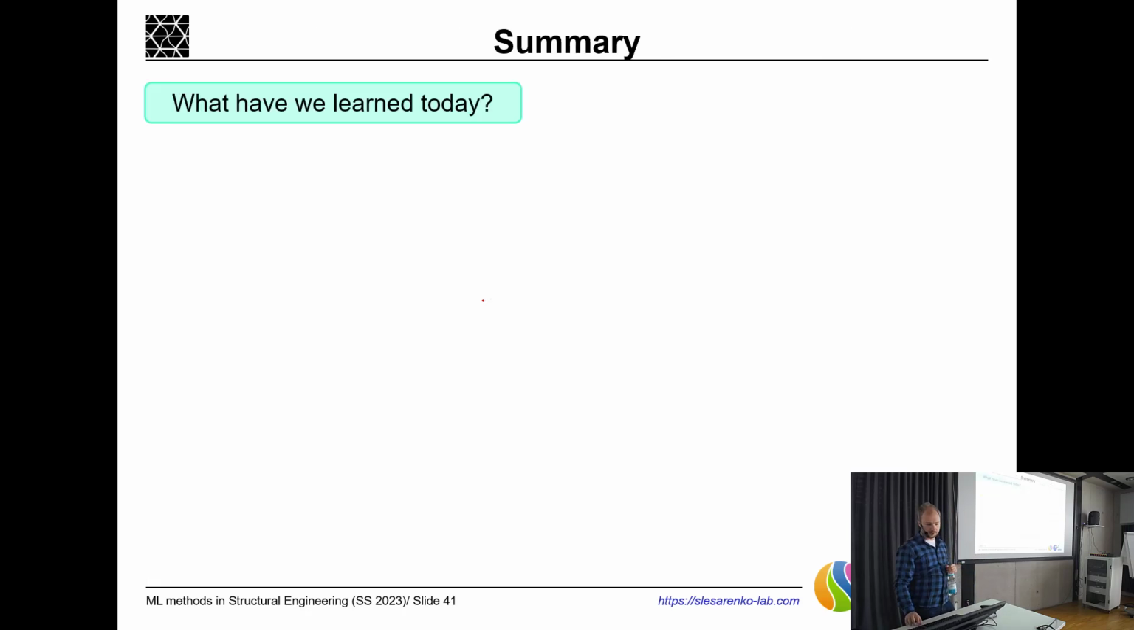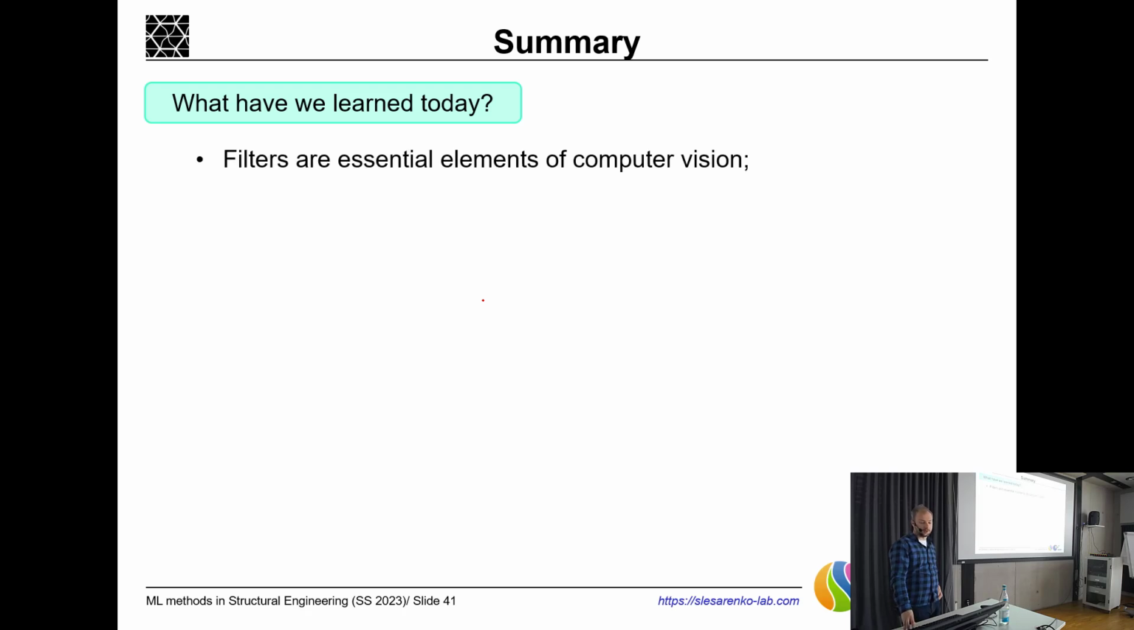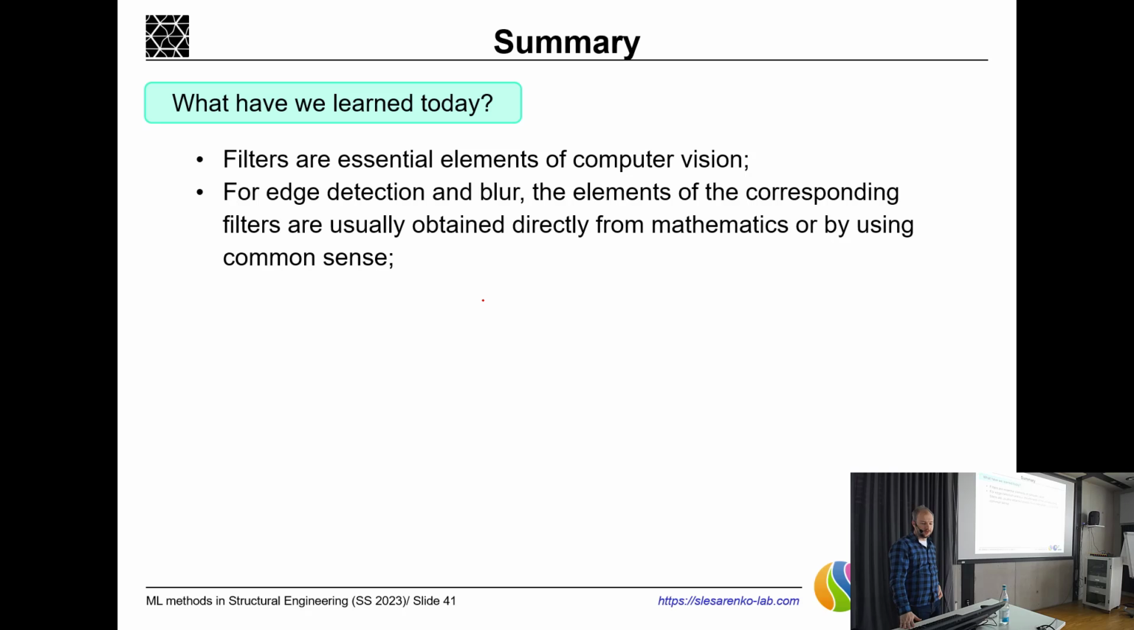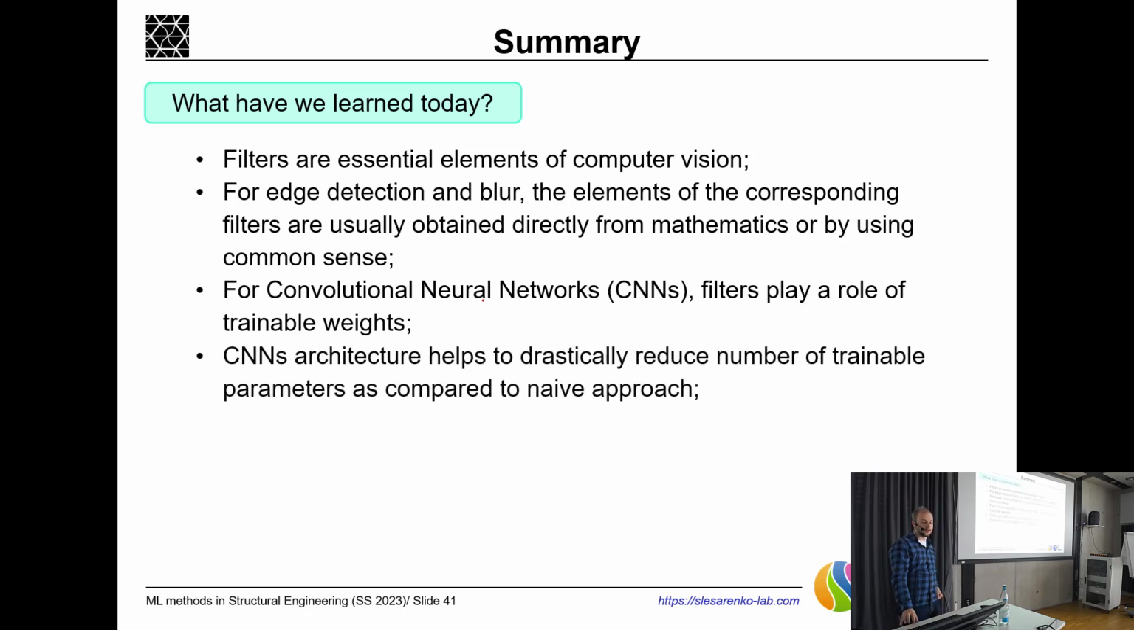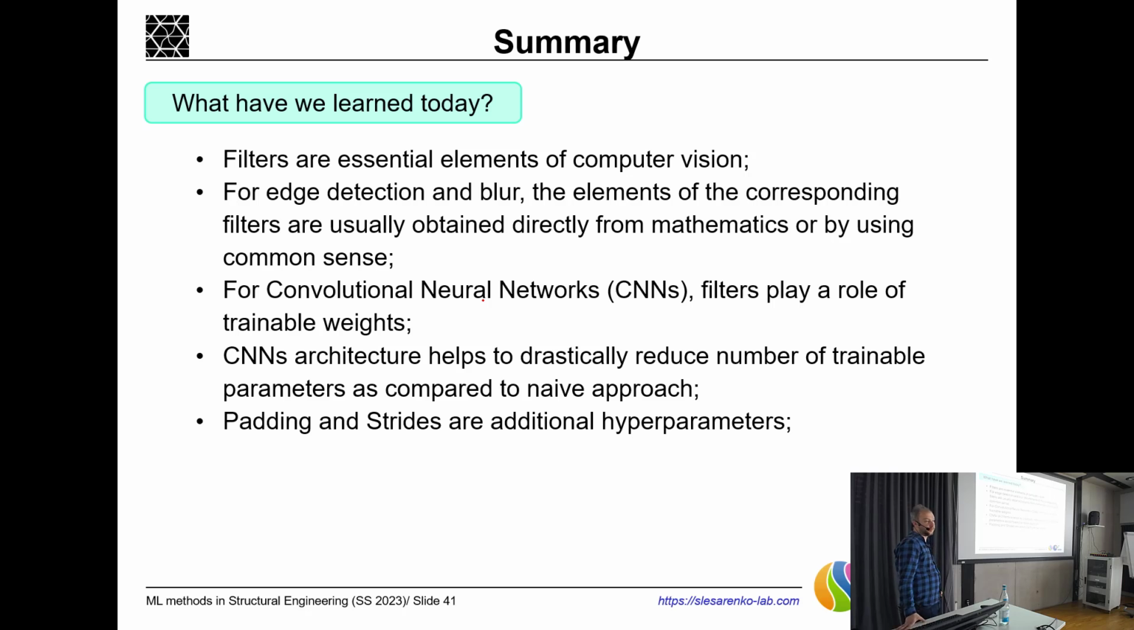Okay, in this case, let me just summarize what we learned today, and then we will do a 5-minute skim through a paper. Filters are essential elements of computer vision, as we know right now. For edge detection and blur, the elements of the corresponding filters are usually obtained directly from the mathematics or by using common sense. That's exactly what we did. For convolutional neural networks, filters play the role of trainable weights. So we are not looking at the weights right now, we are looking at the filters themselves. The CNN architecture helps to drastically reduce the number of trainable parameters as compared to the naive approach. Exactly. Padding and strides are additional hyperparameters that we can use.